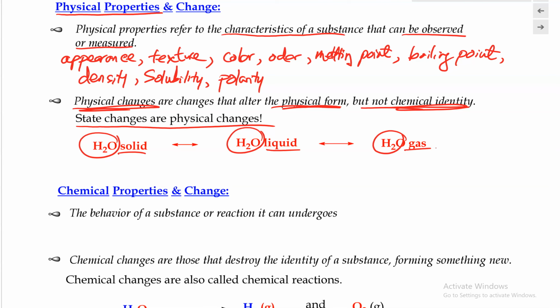So basically, some of the basic properties about these substances are being changed in these different physical states, but it's still water. So it changed from water to water because the substance is still the same thing. It only changed the way how it looks. Then that would be considered to be a physical change.